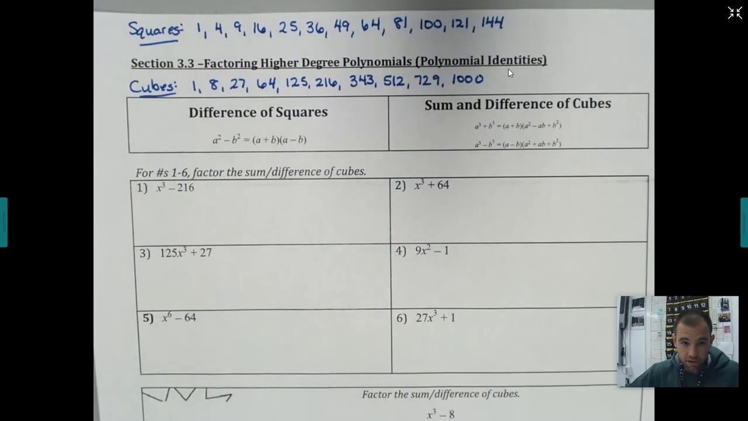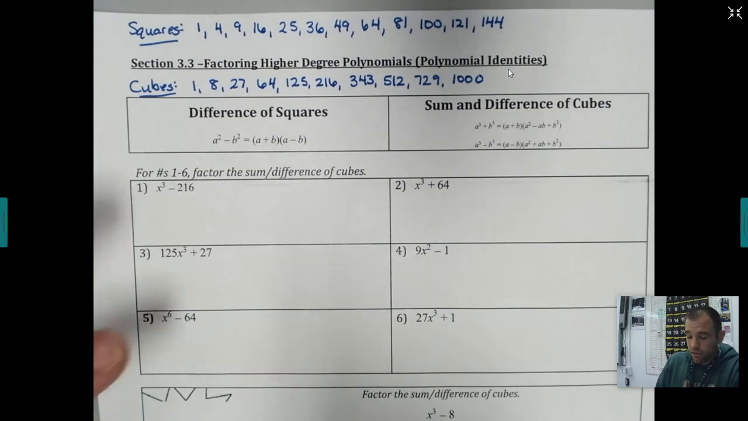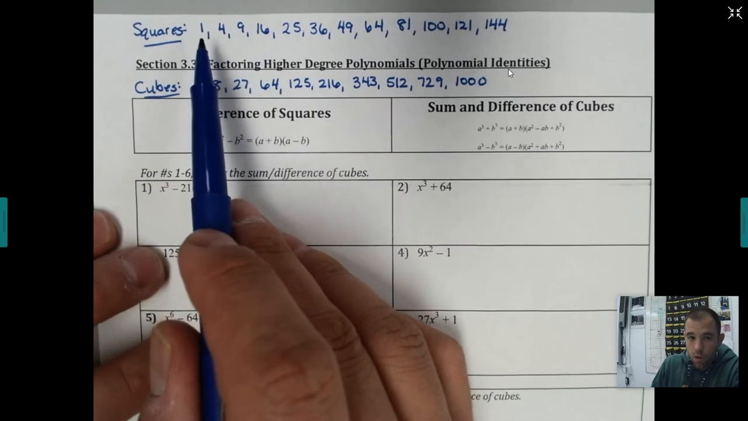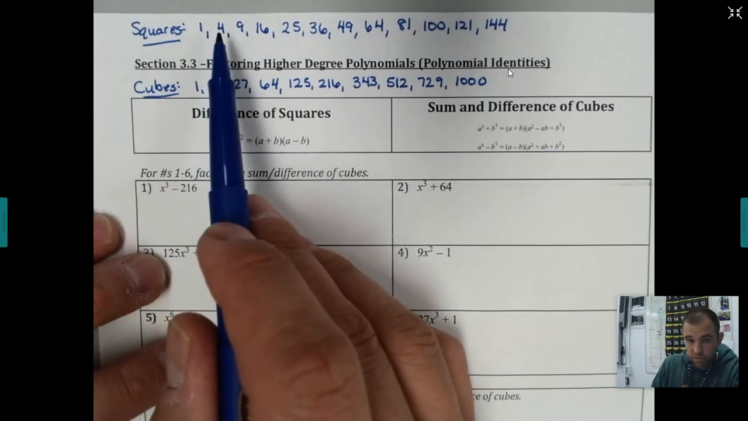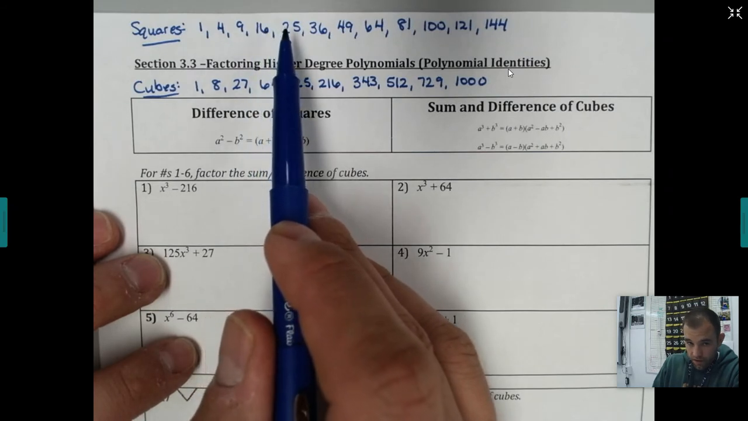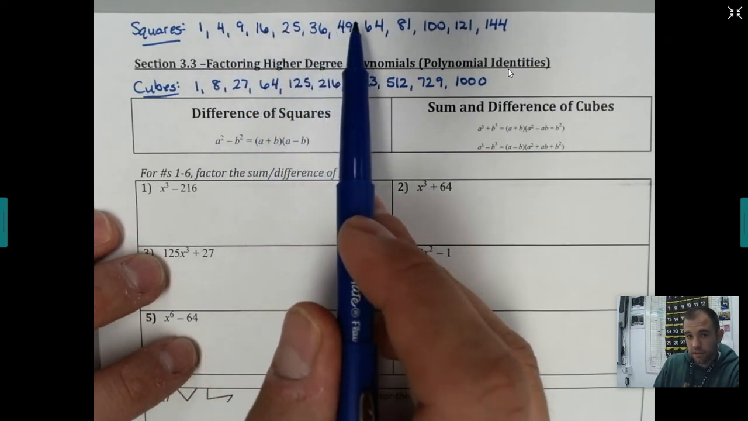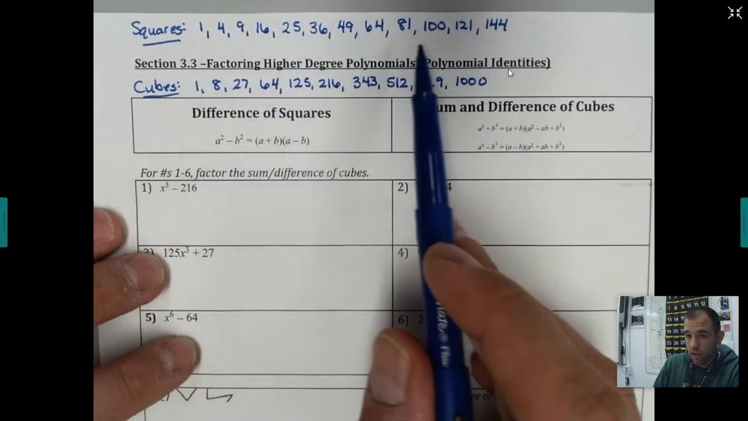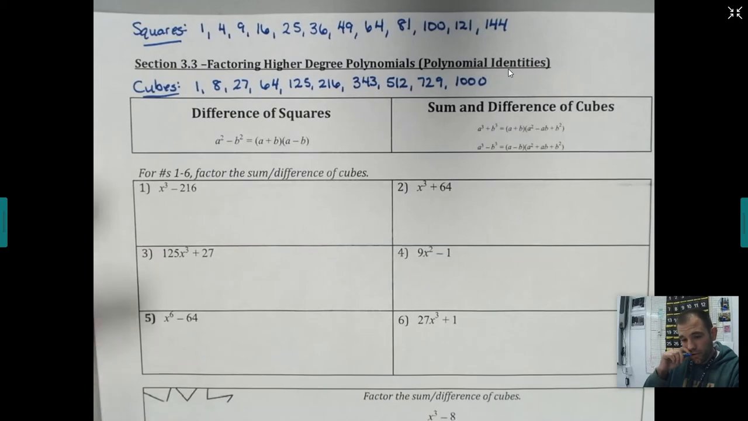The very first thing I need you to write down is what our perfect squares are. For example, 1 times 1 is 1, 2 times 2 is 4, 3 times 3 is 9, 4 times 4 is 16, and so forth. 5 times 5, 6 times 6, 7 times 7, 8 times 8. These are called perfect squares, and I went all the way up to 12 times 12. If you know up to 12, you're in pretty good shape.